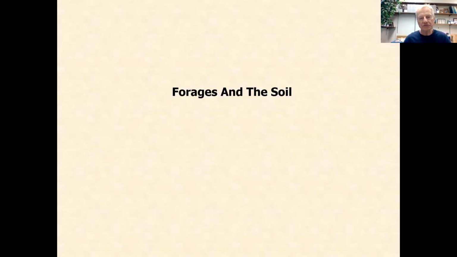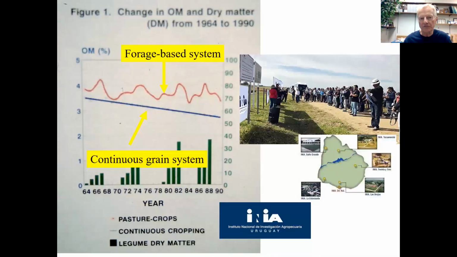I want to come back to this forage part of the rotation because forages are really important to the health of an organic farming operation. And let me start by talking about forages and the soil. So this is a complicated diagram. On the right is a picture of a tour bus and a bunch of participants in Uruguay. Uruguay is a country about halfway down South America. This is the size of the country. And this is the location here at La Estanzuela, where I've had the privilege of working.